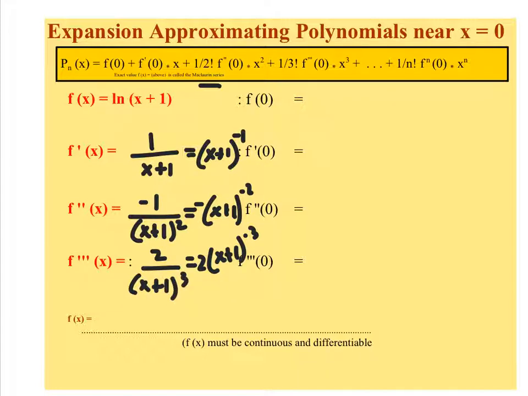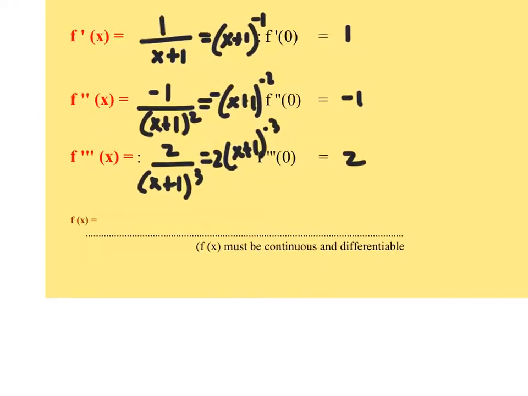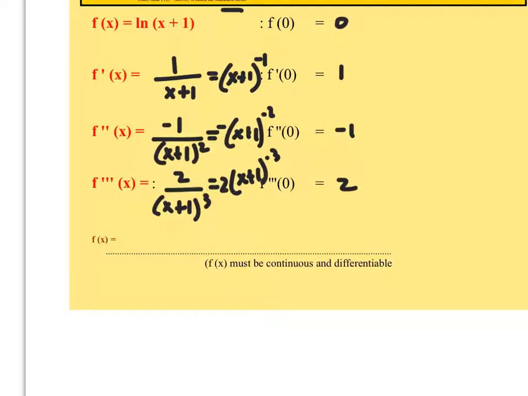Alright, so let's plug in 0. Looks like I'd get 0 here because the natural log of 1 is 0. If I plug in 0, I get 1 here. If I plug in 0, I get negative 1 here. And if I plug in 0, I get 2. So that's going to allow me to build my Maclaurin series. It looks like I'll have a third degree polynomial.